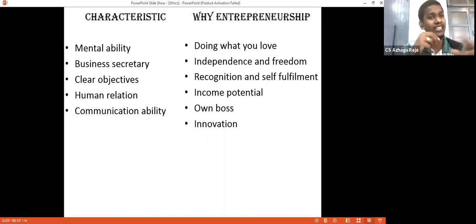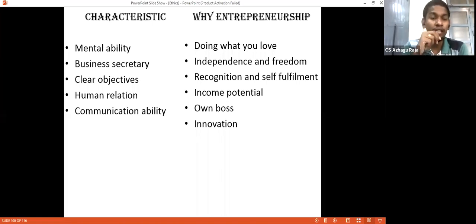Entrepreneurship, see, at the initial stage people don't get so much profit. Take any example of an entrepreneur, and most entrepreneurs at the initial stage have struggled. No entrepreneur has seen success at the initial stage. But still they have self-fulfillment, because I am the owner of my own business.